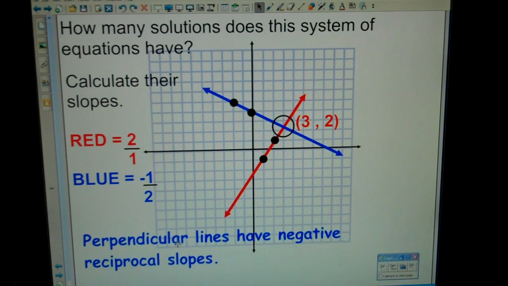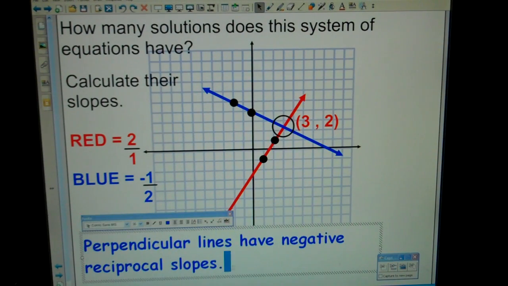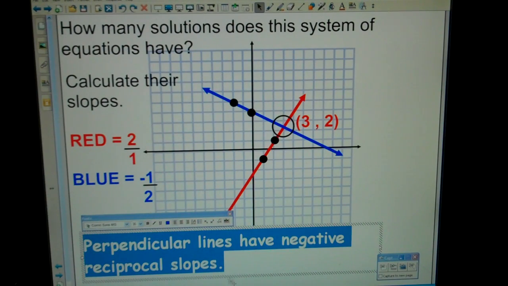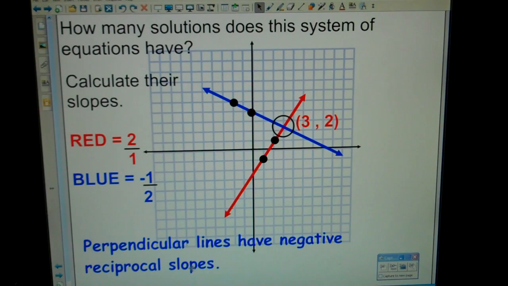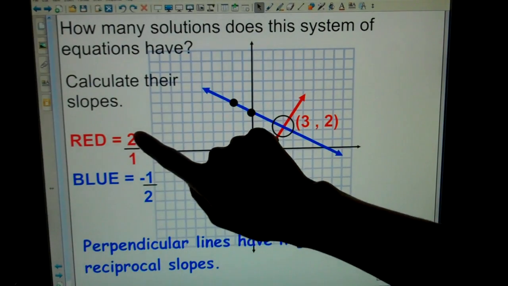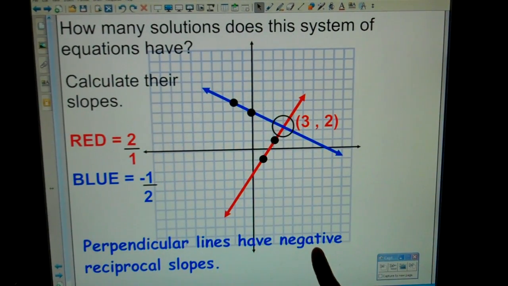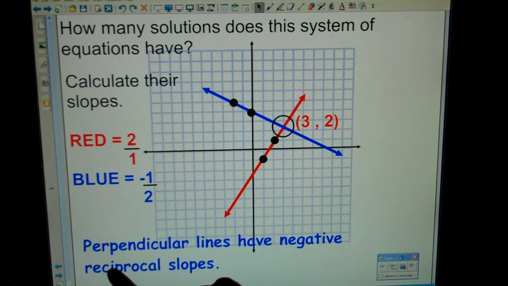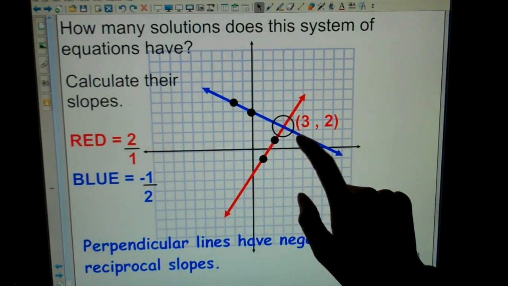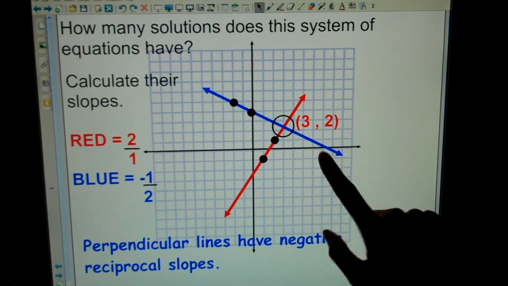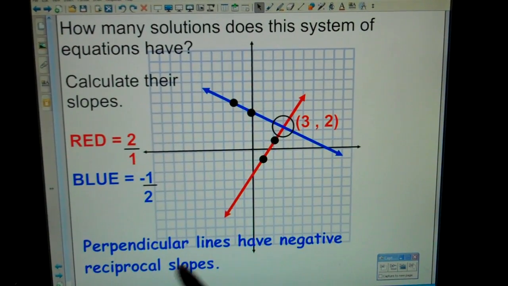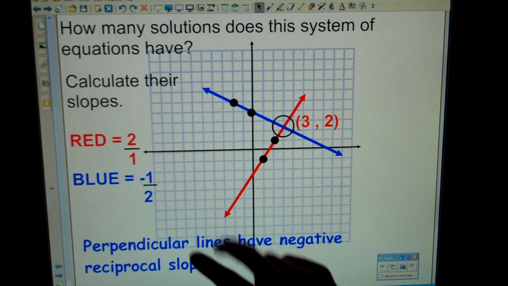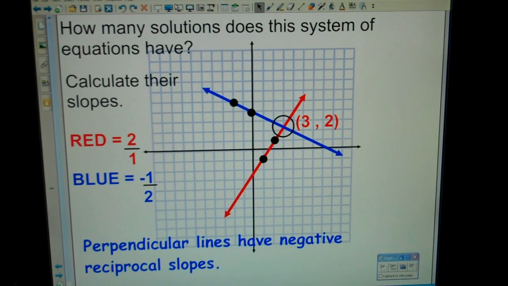If they are perpendicular lines, here's what you need to write down right here. Perpendicular lines have negative reciprocal, let's use the math word for opposites, reciprocal slopes. One is positive, one is negative. That takes care of the negative part. One is 2 over 1, the other one is 1 over 2. That's the reciprocal part. These are perpendicular. Perpendicular lines have negative reciprocal slopes. They're opposites, and one would be positive, one would be negative.